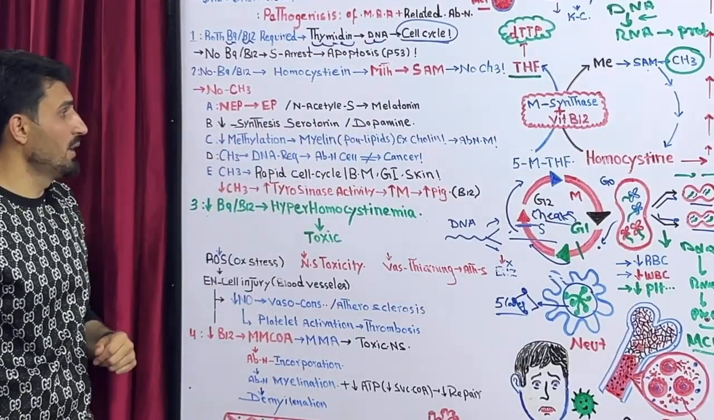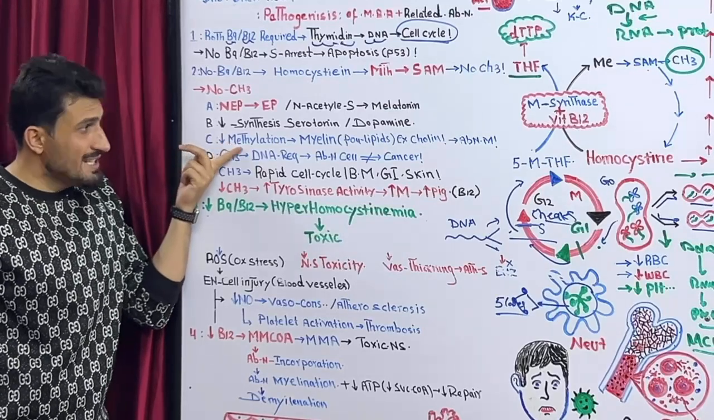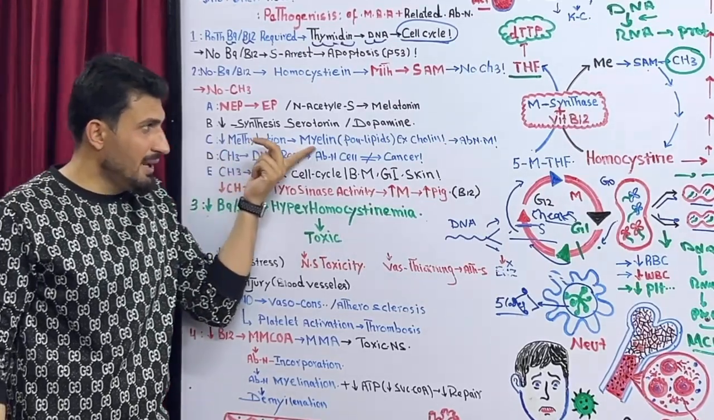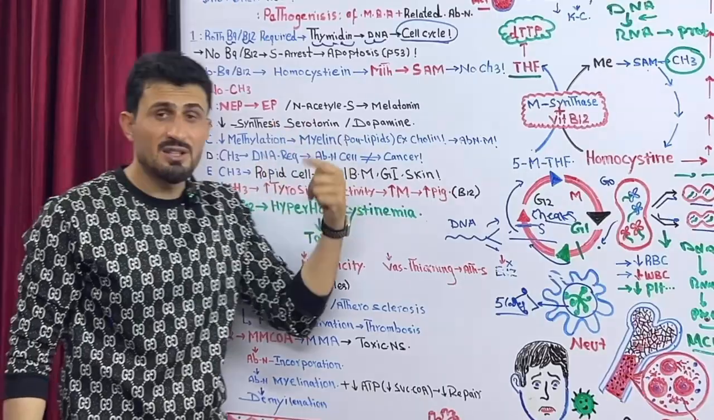These are so important. Then due to less methylation, we cannot make enough myelin sheath around the axon.